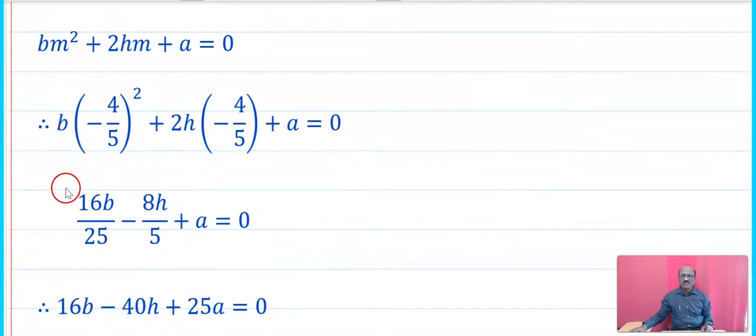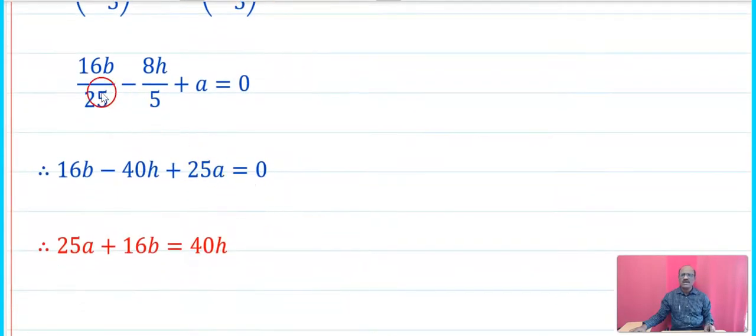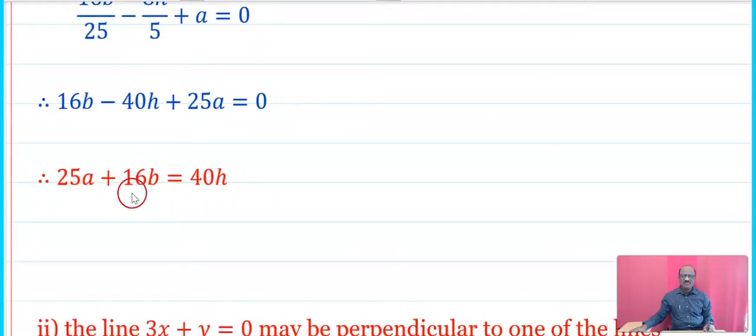Now we will simplify this. How to simplify? 4 square is 16, so 16b; 5 square is 25; minus 2 into 4 is 8, minus 8h upon 5, plus a equals 0. Again to simplify this, multiply this whole equation by 25, and then you will get 16b minus 5h into 8, that is 40h, plus a into 25, that is 25a, equals 0, and hence 25a plus 16b equals 40h.